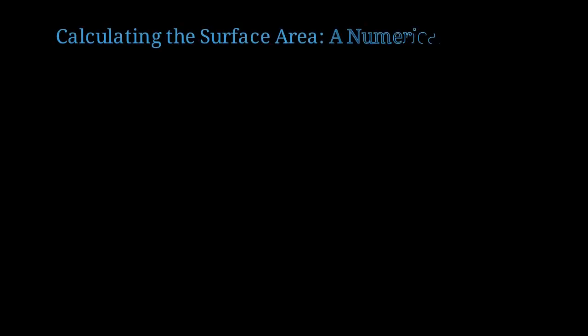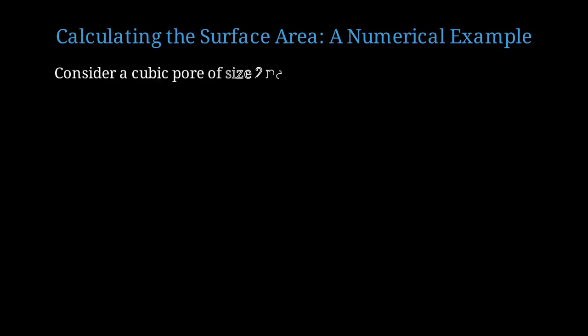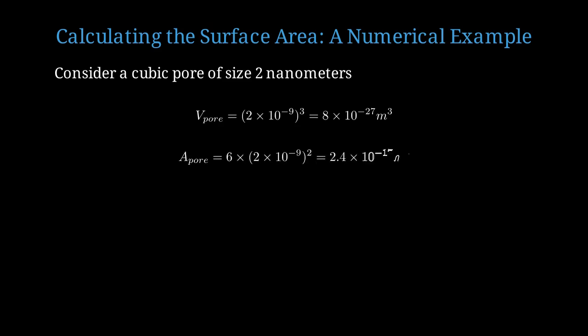Let me walk you through a numerical example to show you how we calculate and understand these surface areas. Let's consider a simple cubic pore with dimensions of 2 nanometers on each side. This is typical for MOF pores. The volume of this pore is 2 nanometers cubed, which equals 8 times 10 to the negative 27 cubic meters. The internal surface area of this cubic pore is 6 times the area of one face, which gives us 2.4 times 10 to the negative 17 square meters.